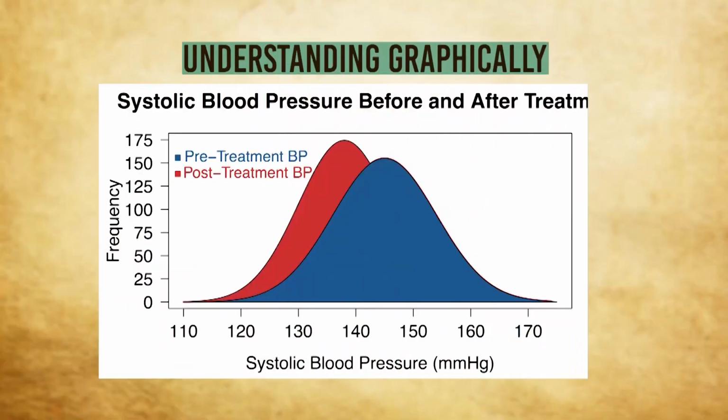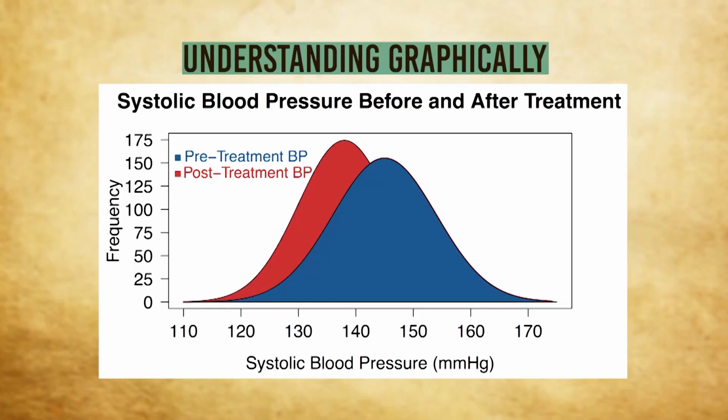Now we try to understand this graphically. Systolic blood pressure before and after the treatment. Suppose we know that the systolic blood pressure will reduce after the treatment, so post blood pressure will be less than the pre-blood pressure. We assumed a normal distribution. If the mean value decreases, the shape of the distribution will remain intact, but will shift towards the left. That is what we are testing. The blue one is before the treatment and the red one is after the treatment. You see the red one is towards the left, that is, the mean value has decreased.